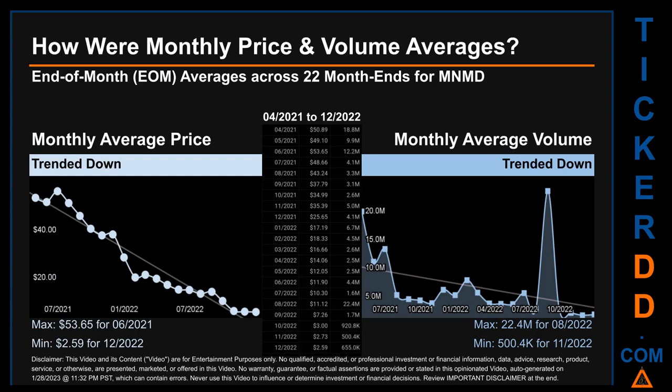The maximum end-of-month average price was $53.65 for 06/2021 while the minimum was $2.59 for 12/2020. Looking at volume, 08/2022 and 11/2020 respectively saw the highest and lowest monthly average volume at 22.4 million and 500.4 thousand.